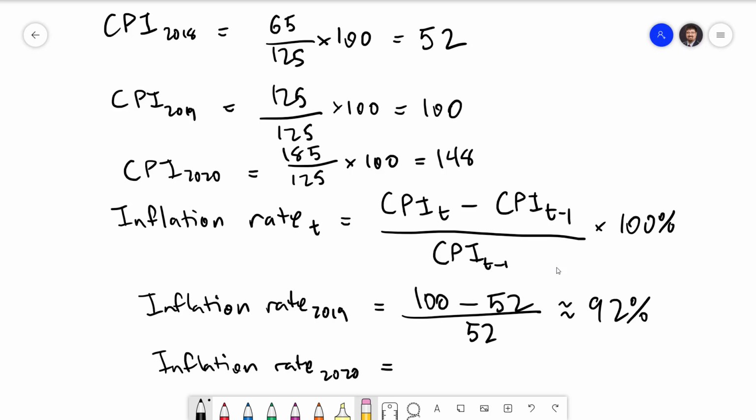The CPI in 2020 is 148. The CPI in 2019 is 100. We divide it by the original CPI of 100. And that's going to come out to 48%. Since these numbers are positive, that tells us that we have inflation, an increase in the overall price level year to year. It is possible to have a negative inflation rate. That means the price levels are going down. This is what we call deflation.